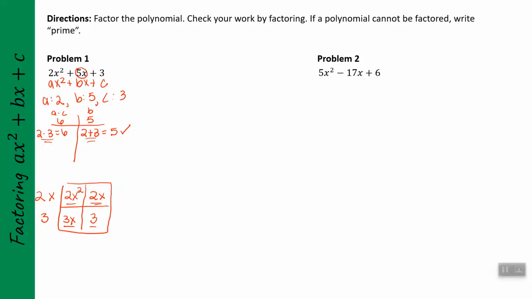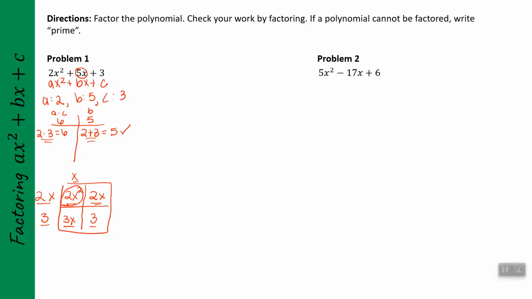Now we need to go up here. What times 2x is going to get me this 2x squared? It already has the 2 and one of the x's. I just need to get that x squared, and x times x is x squared. Now let's check. x times 3 does in fact get us 3x, so it works for that box as well.